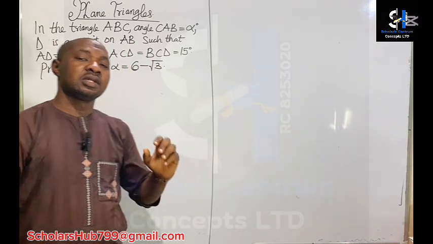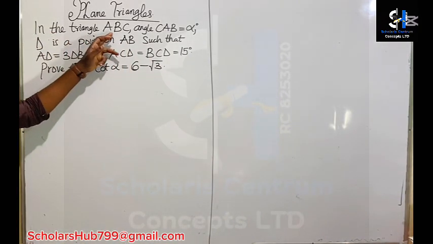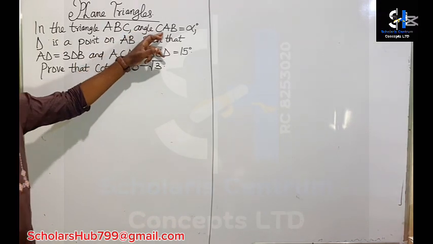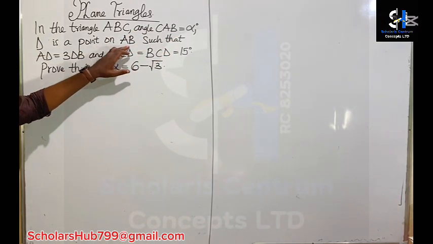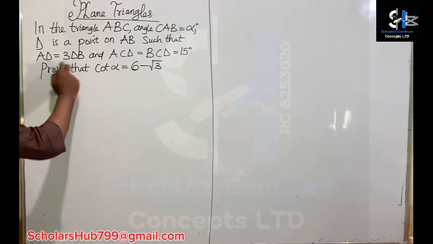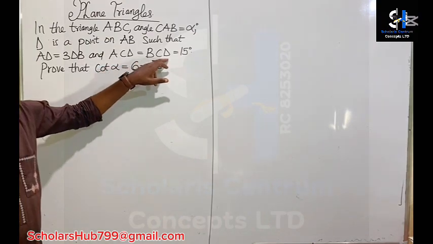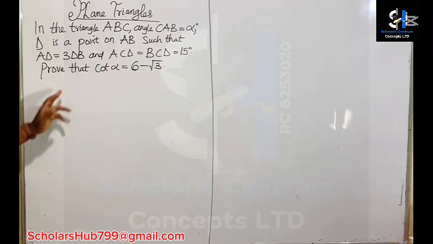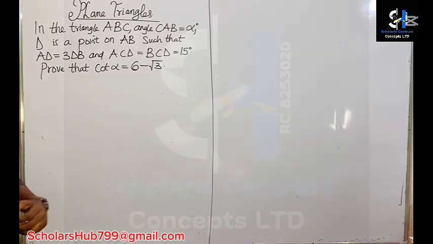Hello viewers, now let's solve this question. We have in the triangle ABC, angle CAB equals alpha. D is a point on AB such that AD equals 3DB, and angle ACD equals angle BCD equals 15 degrees. We want to prove that cot alpha equals 6 minus radical 3.